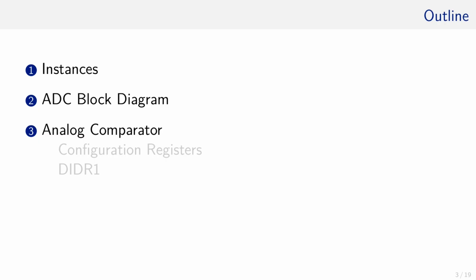This is the outline of this chapter. First, we have a tiny little look into the past and see that we already met the analog comparator earlier in the course. Then we are going to talk about how to configure it and what those configurations do.